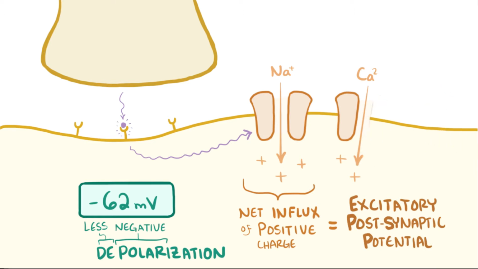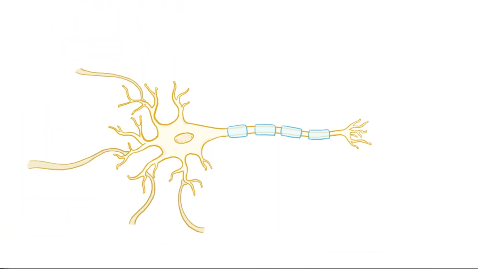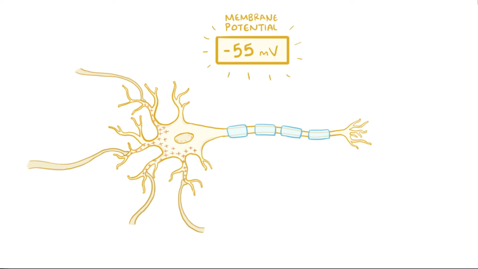In contrast, the opening of only ligand-gated chloride ion channels would cause a net influx of negative charge, creating an inhibitory postsynaptic potential, or IPSP, making the cell potential more negative, or repolarizing it. Now, a single EPSP or IPSP causes only a small change on the resting membrane potential. But if there are enough EPSPs across multiple sites on the dendrites, then collectively they can push the membrane potential to a specific threshold value, typically around negative 55 millivolts, although this can vary depending on the tissue.